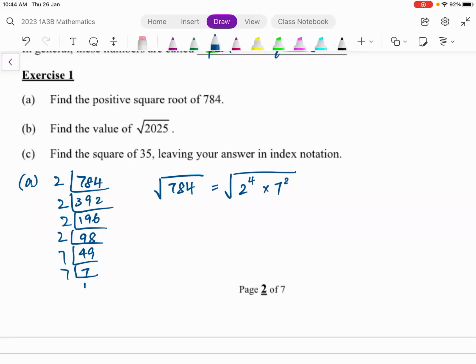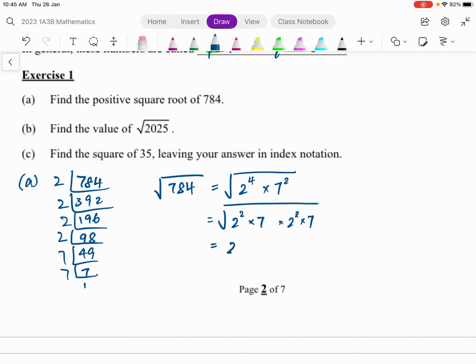So in each group, I will have 2 to the power of 2. What about the 7? Just 1, right? So it will be 7. This is in one group, and this is repeated. So 2 power 2 and 7. Can you see within the square root, they are still the same thing? 2 power 4 and 7 power 2. Same, right? And now they have been split into 2 equal parts. What do you think is the answer for this square root? 2 power 2 times 7, yeah.